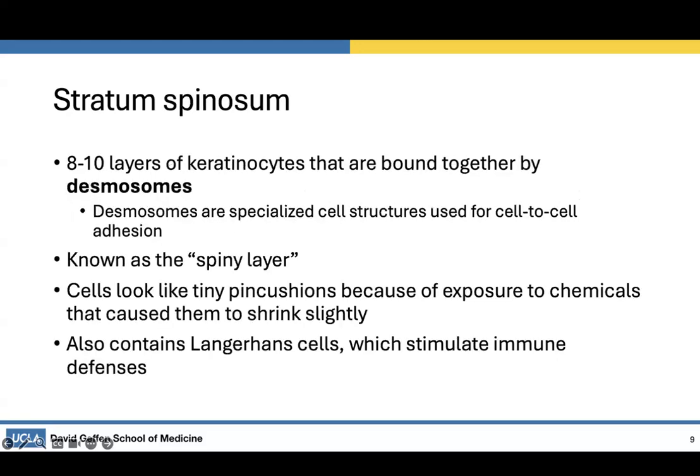The stratum spinosum, also known as the spiny layer, consists of 8 to 10 layers of keratinocytes bound by desmosomes. Desmosomes are specialized cell structures that are used for cell-to-cell adhesion. The name spiny layer comes from the appearance of this layer. The cells look like tiny pincushions because of exposure to chemicals that cause these cells to shrink. This layer also contains Langerhans cells, which stimulate and play a role in the immune response.